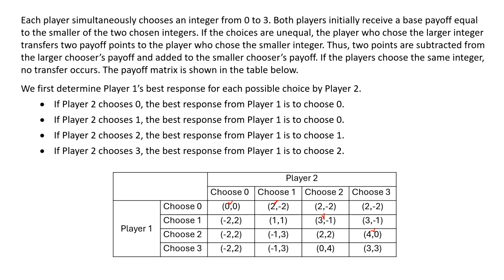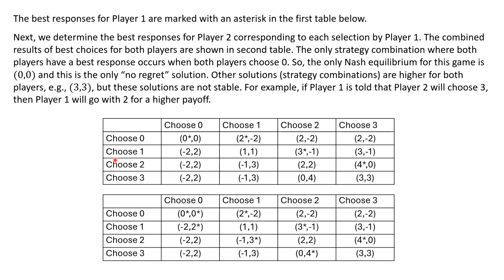Now we need to continue on the next slide. Let's do that. Let's continue with the problem. I carried over our matrix from the previous slide. You notice I put in stars here where I had red check marks. Now we need to do the same thing for player 2.